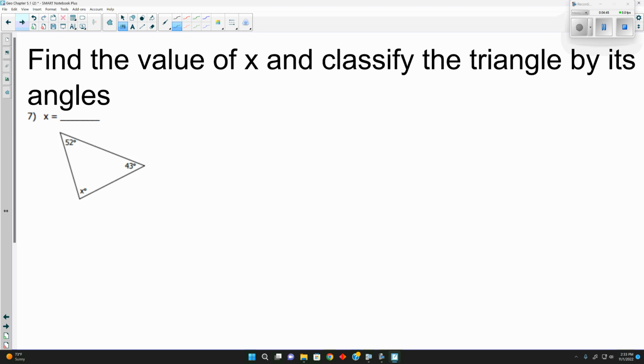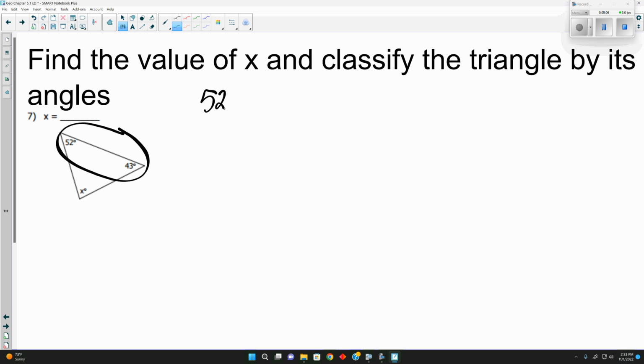So looking at this here, 52 is acute, 43 is acute. So if the measure of angle x is acute, it's going to be an acute triangle. Well, these three add up to be 180, yes? So we could do what? Add these together and subtract it from 180.